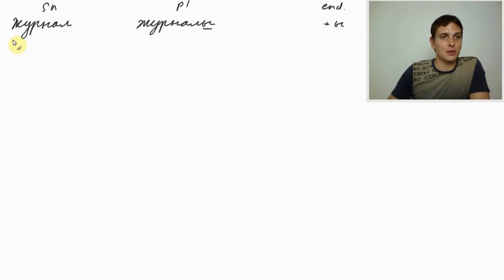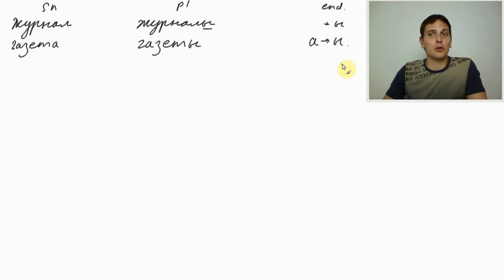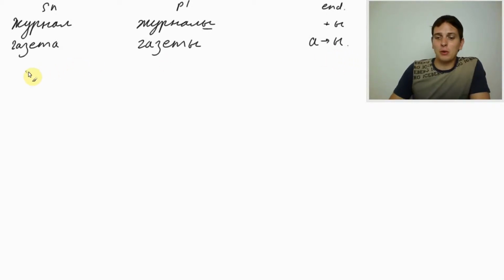Next one, газета, newspaper. Газета, newspaper, and the plural would be газеты. Here, can you recognize it? A changes into «ы». Well, and this is a rule. If a word ends in A, we change it into «ы» and we get the plural. Let's continue. Now I will give you quite a few words and try to recognize the pattern.